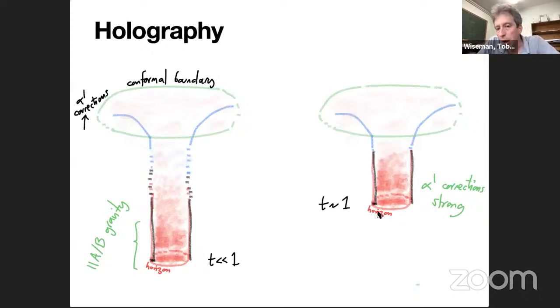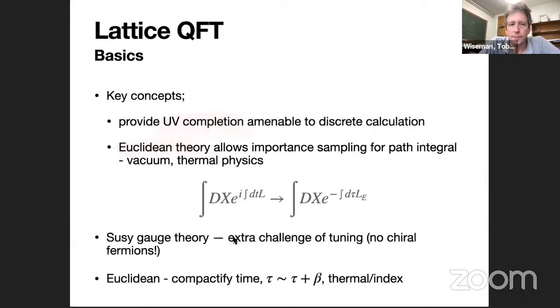If T becomes too large, the horizon goes up towards the UV, and then it becomes corrected by alpha prime corrections, and we don't really know how to deal with that non-perturbatively in alpha prime. So we don't have a prediction here. It will be interesting to understand whether one could understand that, but certainly currently we can't. So we'll focus on this.